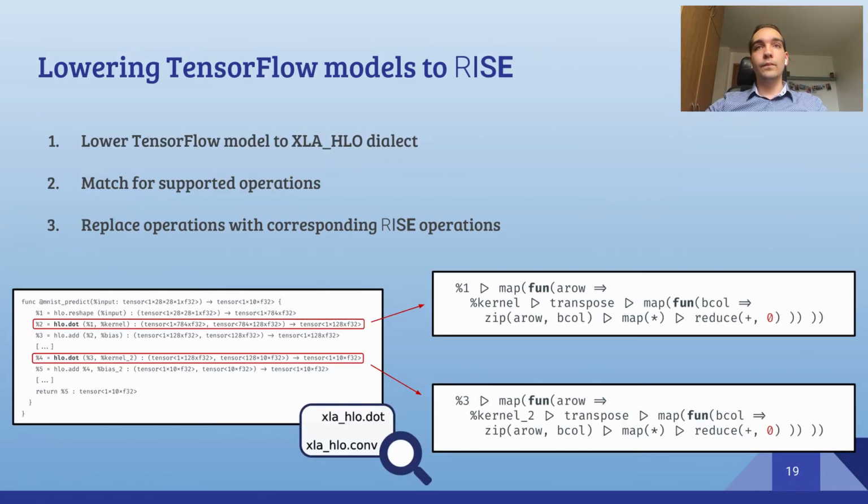RISE dialect. So the first step in lowering a TensorFlow model to RISE is lowering it to the XLA HLO dialect. And we see a shortened version of the MNIST model in the XLA HLO dialect on the left-hand side. And there we match for supported operations, for example, matrix multiplications or convolutions. And in this particular example, we find two dots, so matrix multiplications in this case. And we replace them with the corresponding RISE operations on the right-hand side. So these are exactly the matrix multiplication expressions we've seen at the beginning. And in consequence, after these steps, all the operations we are interested in are represented in the RISE dialect.